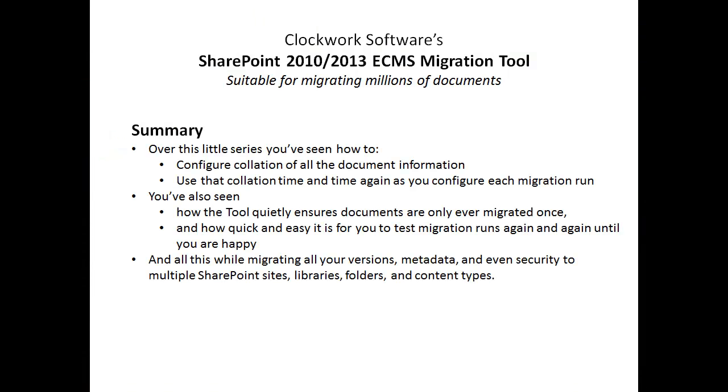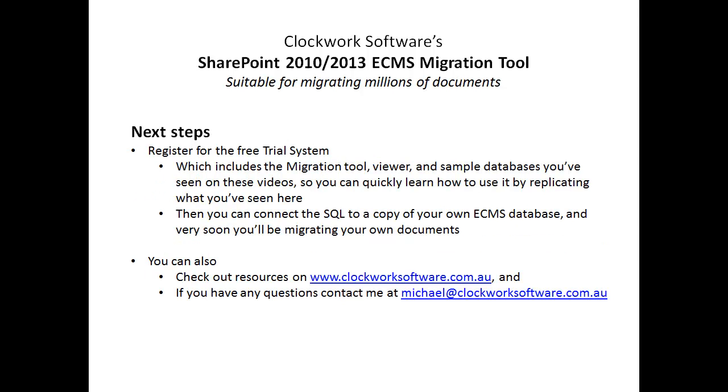So, there you have it, the CSw Software SharePoint Migration Tool. Over this little series you've seen how to configure collation of all the document information and use that collation time and time again as you configure each migration run. You've also seen how the tool quietly ensures documents are only ever migrated once, and how quick and easy it is for you to test migration runs again and again until you are happy. And all this while migrating all your versions, metadata, security even, to multiple SharePoint sites, libraries, folders and content types.